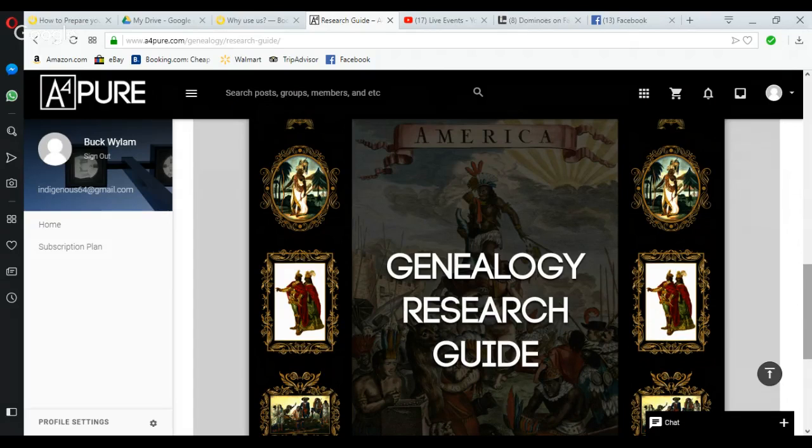There are things that we can do. There are things that our people did when the seasons changed to make it better for them for the rest of the year. This is the time of year where we start planning for the rest of the year. So get ready to start your seeds, and the information that we have on A4 Pure will help you do that.